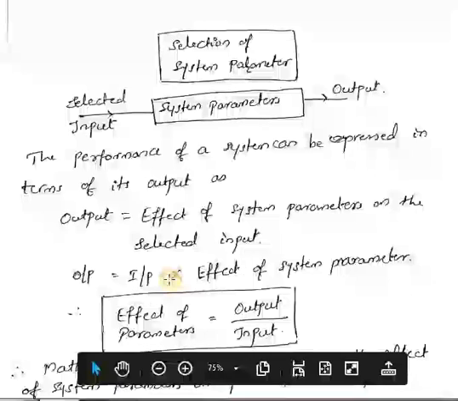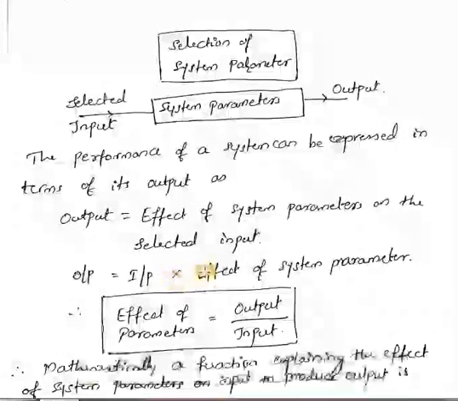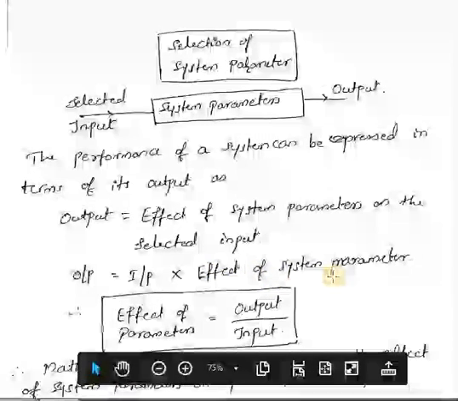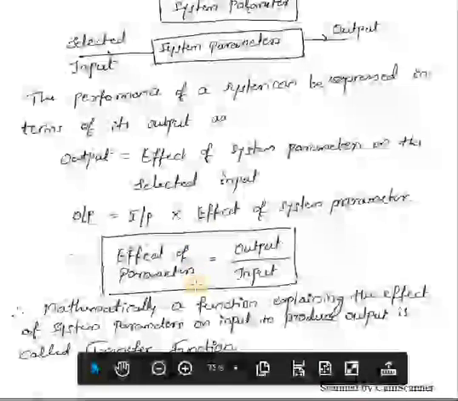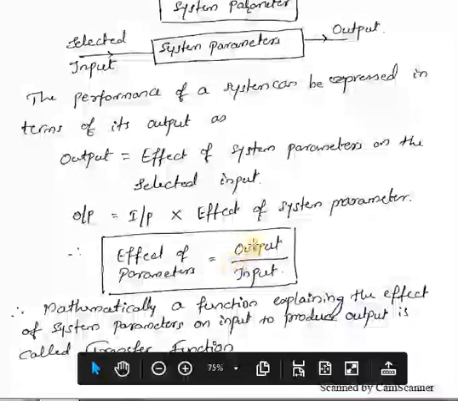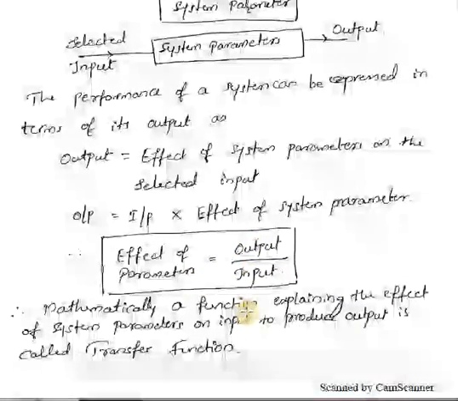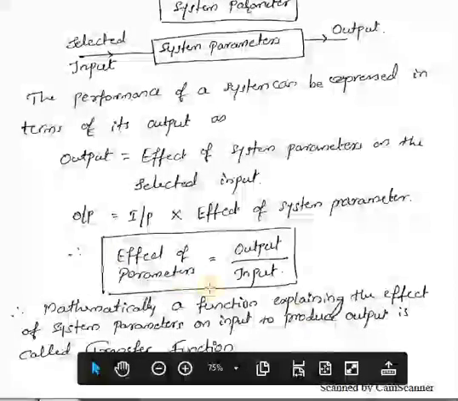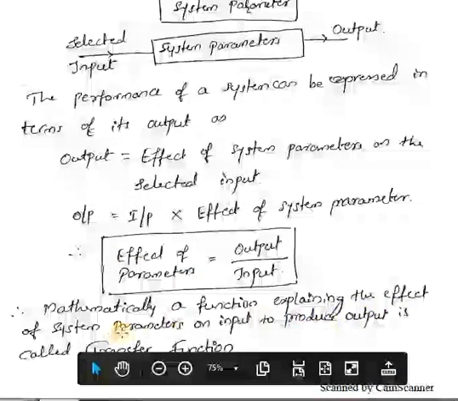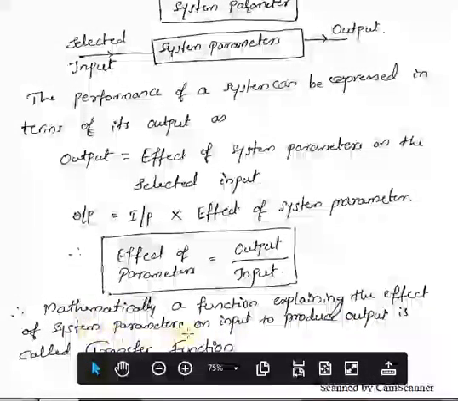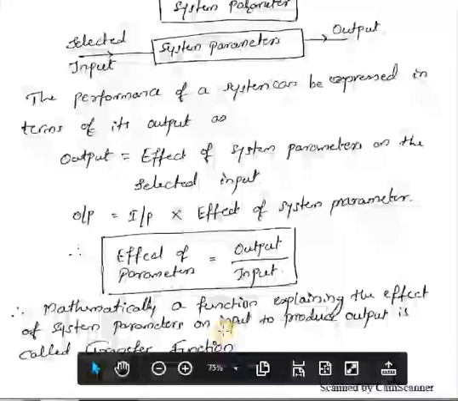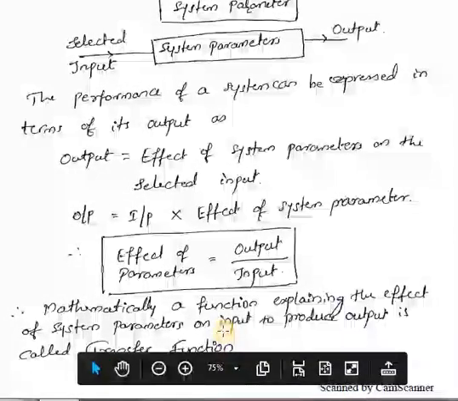Based on your input and output, all the actions that take place in the system are known as the effect of system parameters. So from this you will get the output. Now if you want to write the equation for the effect of parameters, it is given by the ratio of output by input. So mathematically, a function explaining the effect of system parameters on input to produce output is called the transfer function. In general, you can call it a ratio of output to input.